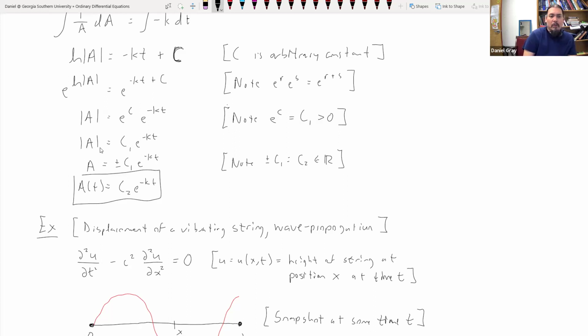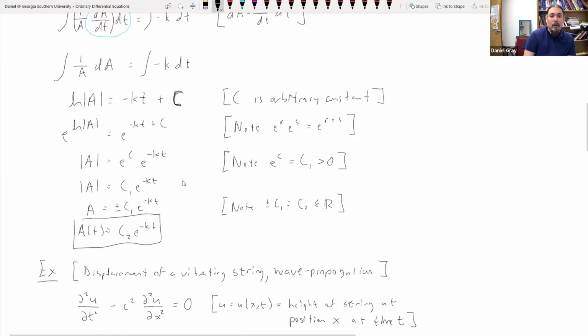Now, if we drop the absolute value bars, that says that A could be equal to plus or minus C1 e to the negative kt. Plus or minus C1 is allowed to be a positive constant or a negative constant, so it's just some real number. That's what this symbol means over here, that C2 is in the set of real numbers. So I'll call it C2. So then the solution there is A of t is equal to C2 e to the negative kt. Okay, so there we have it.